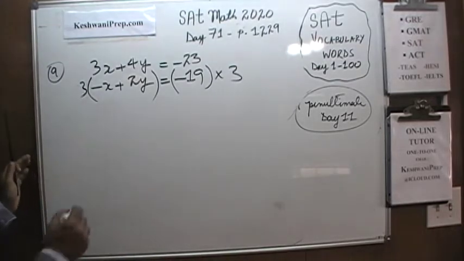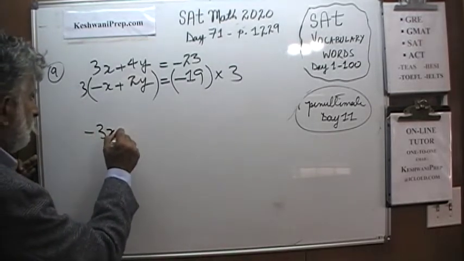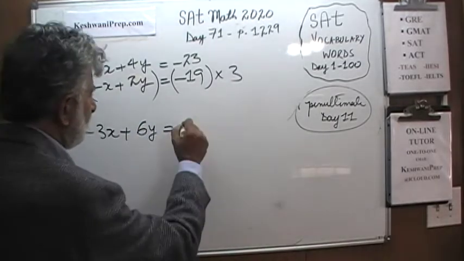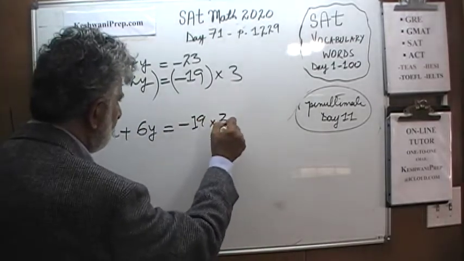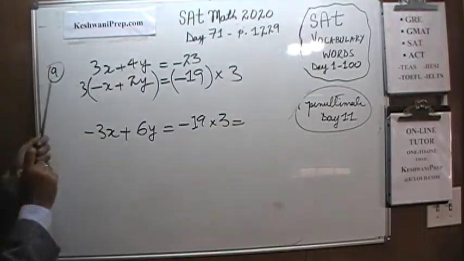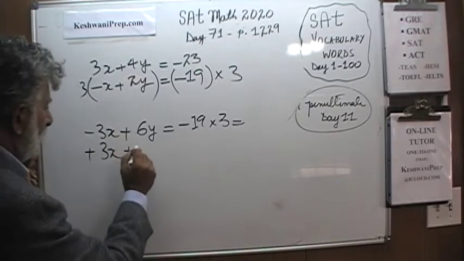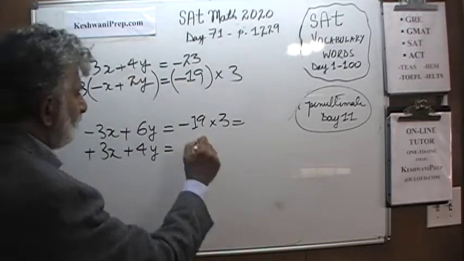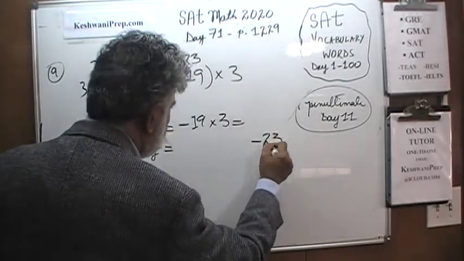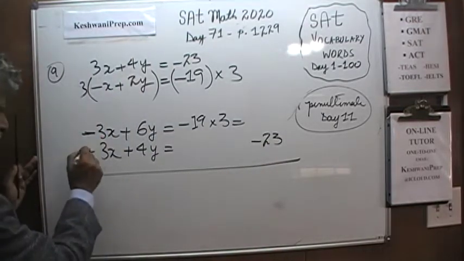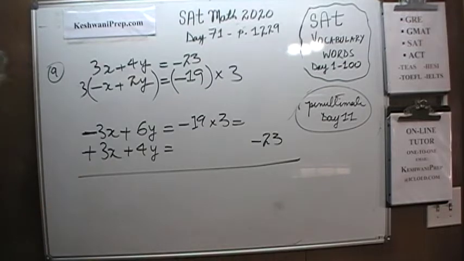We'll end up with negative 3x plus 3 times 2, which is 6y, and negative 19 times 3. We'll worry about that in a second. Now we can write the other equation. So we have positive 3x, positive 4y equals negative 23. Let's find out what that is, shall we? Well, as you can see, negative 3x and positive 3x are going to drop out. They're going to kill each other, which was the whole point.